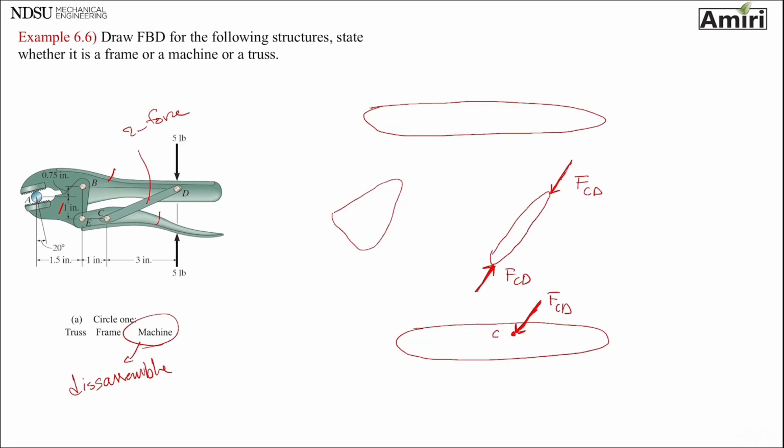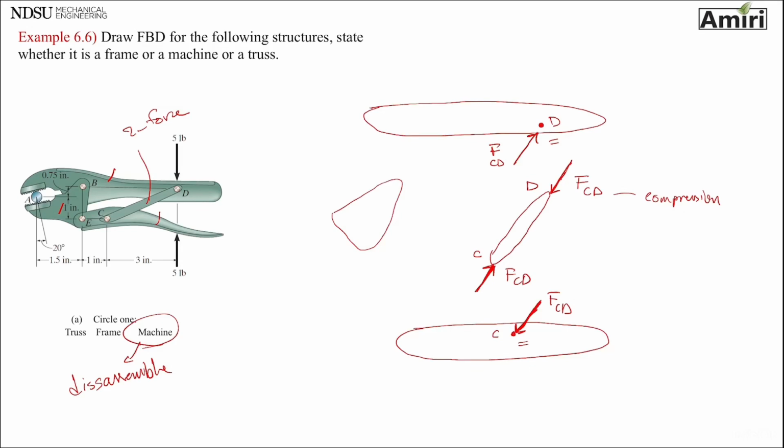This is pin C, this is pin D. FCD. Look, one of these forces is compression, meaning it's moving towards the pin, towards the member. Every other force is compression too. Remember, FCD here is pushing on pin C, and here it's pushing on pin D. So once one of them is compression, all of them are in compression, and they're all the same magnitude.